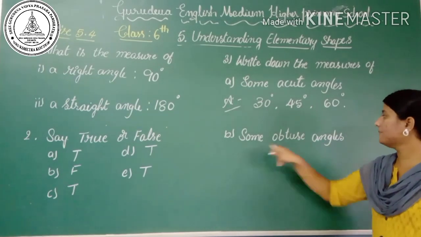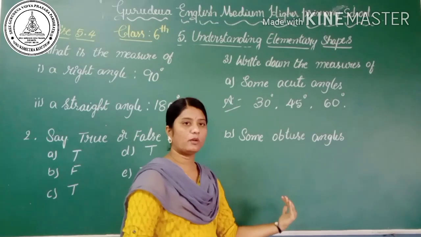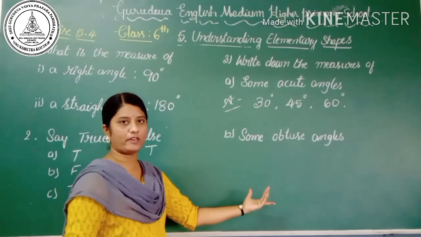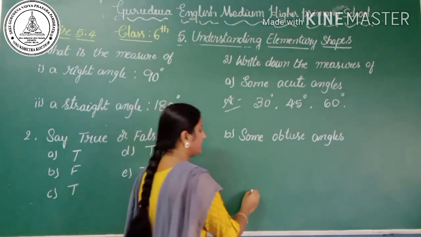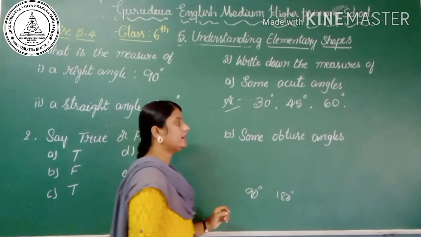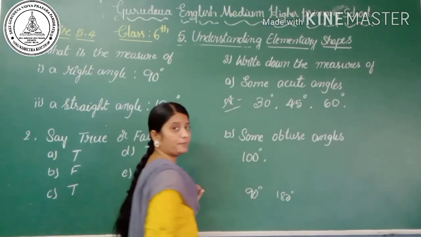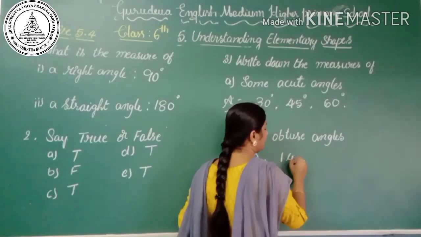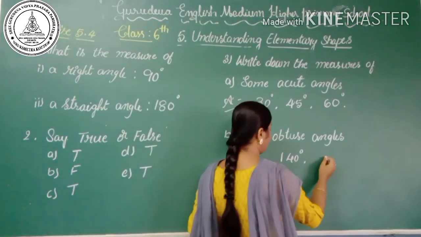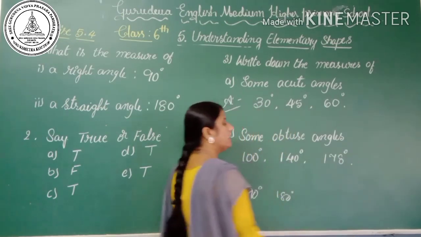Right? Then second one, some obtuse angles. So obtuse angles means greater than the 90 degree, less than the 180 degree. So it comes between a quarter of a revolution and half of a revolution, which means between 90 degrees and 180 degrees. Then write some of the obtuse angles here. I will write here 100 degree. 100 degree is an obtuse angle. Then 140 degree is also an obtuse angle. Then 178 degree. It is also an obtuse angle.